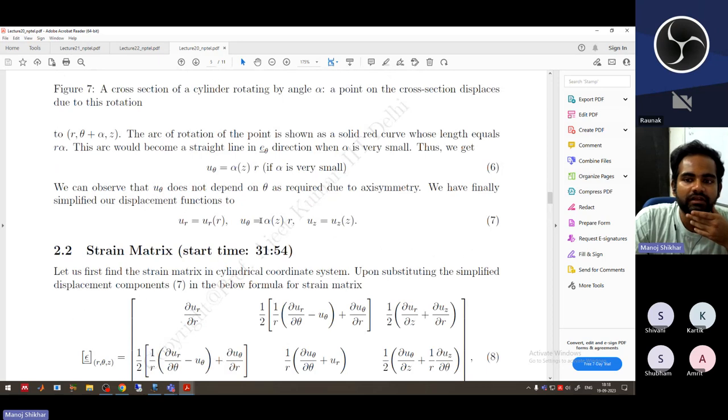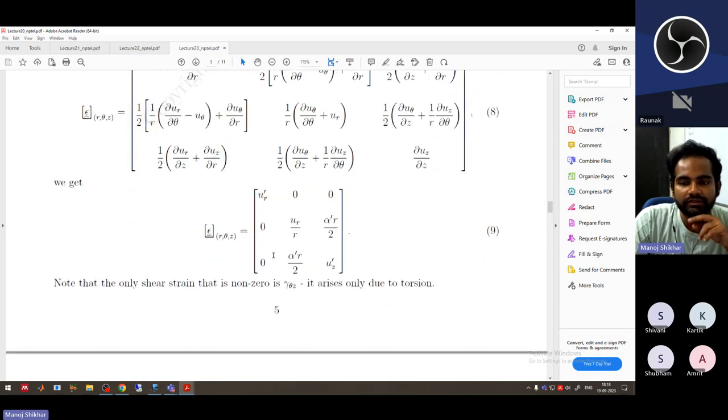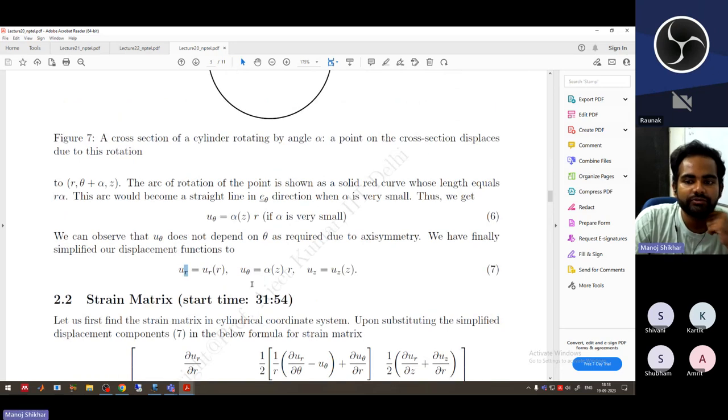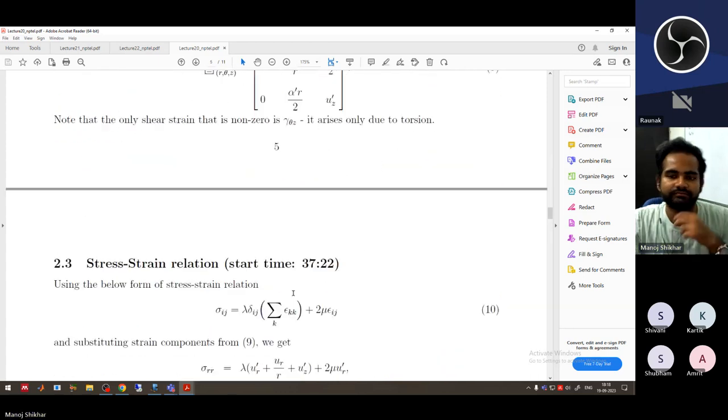One thing to remember is alpha is just a function of z. Uz is just a function of z, and ur is a function of r only. But u theta is a function of z and r. And it is assumed that u theta varies linearly with r. That's why alpha z times r has been taken.